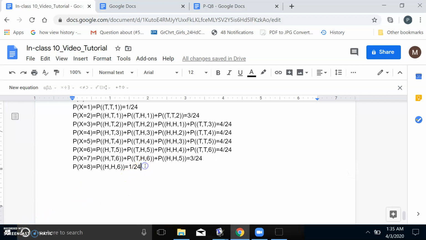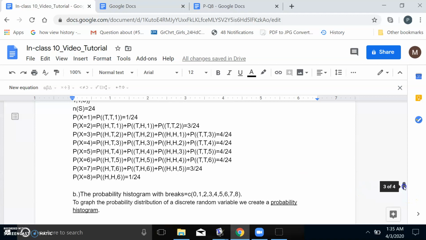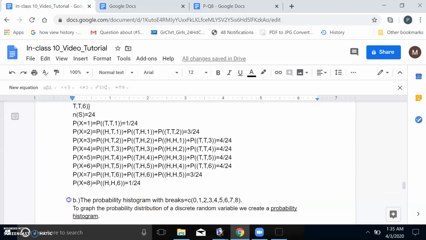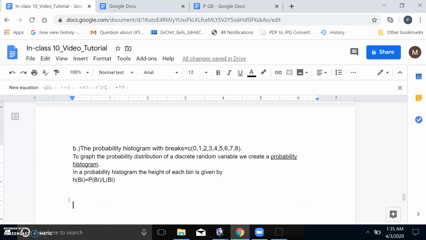Let's do now B. Let me just paste B here. So for B, we define a probability histogram with breaks at 0, 1, 2, 3, 4, 5, 6, 7, 8. Recall that in a probability histogram, the height is given by the probability of the bin divided by the length of the bin. So I'm going to continue this problem in the next video, so let's stop right here.